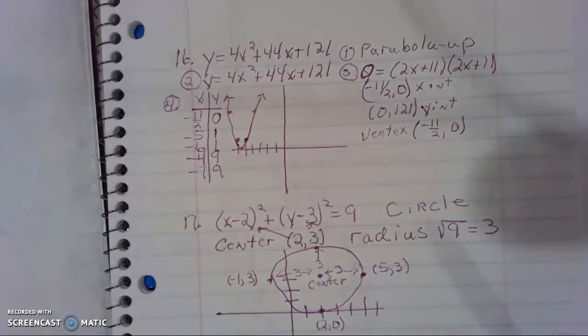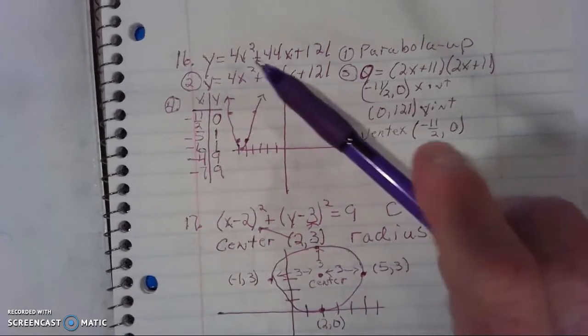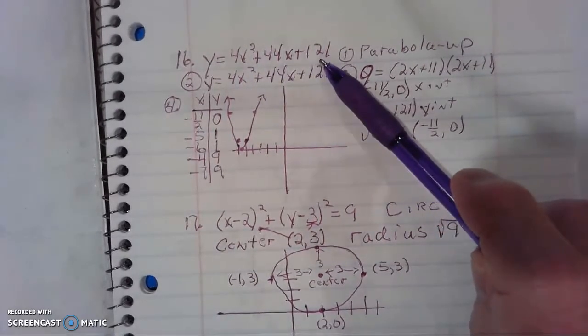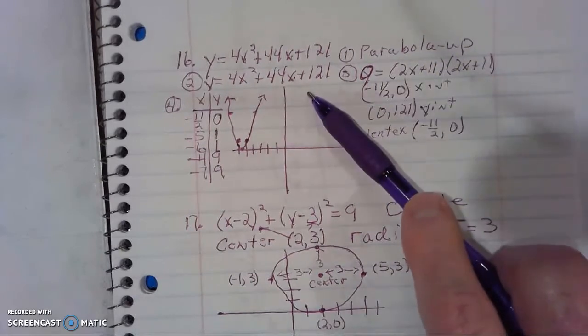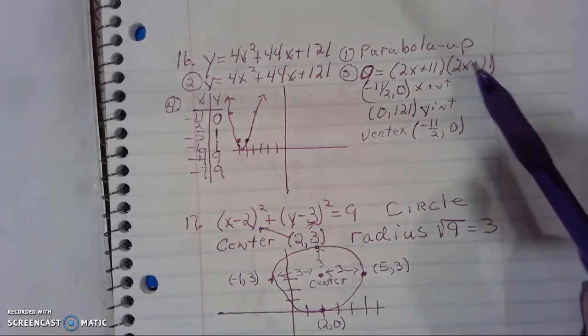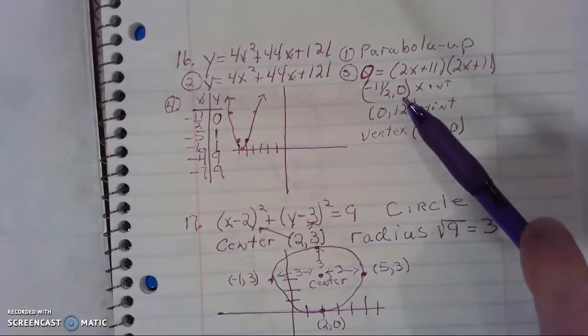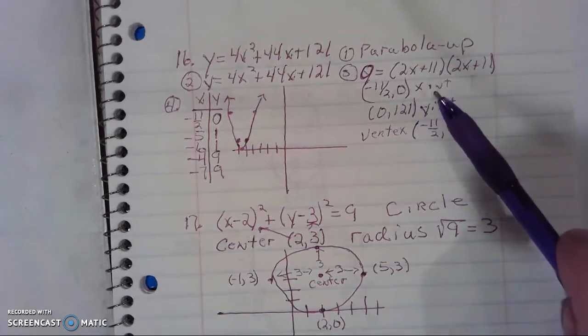This is the second part to Unit 2, Section 4. 16, 4x squared plus 44x plus 121 is a parabola opening up, already in standard form. I factored it, 2x plus 11 and 2x plus 11. You could have used the quadratic formula.